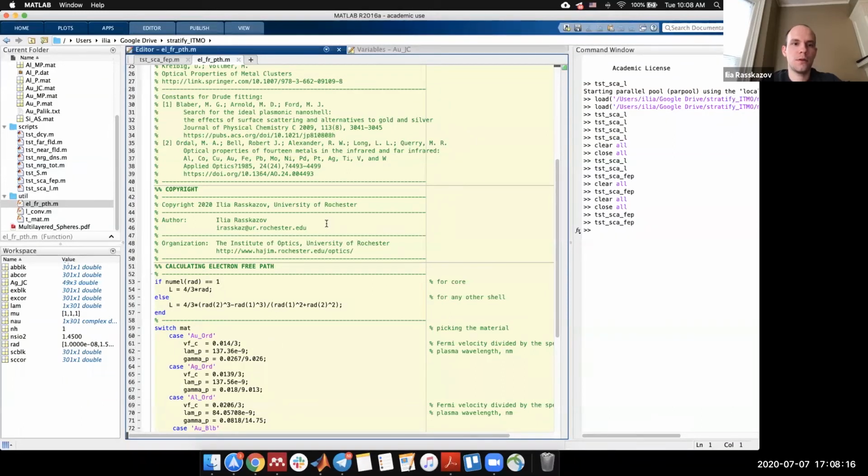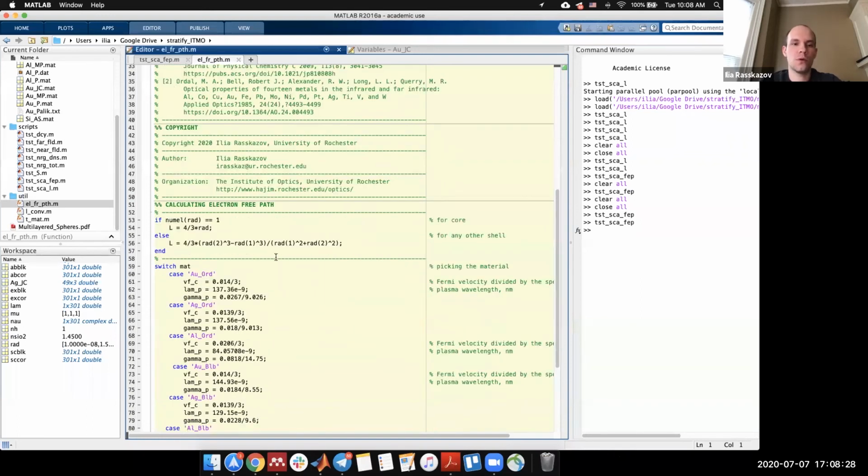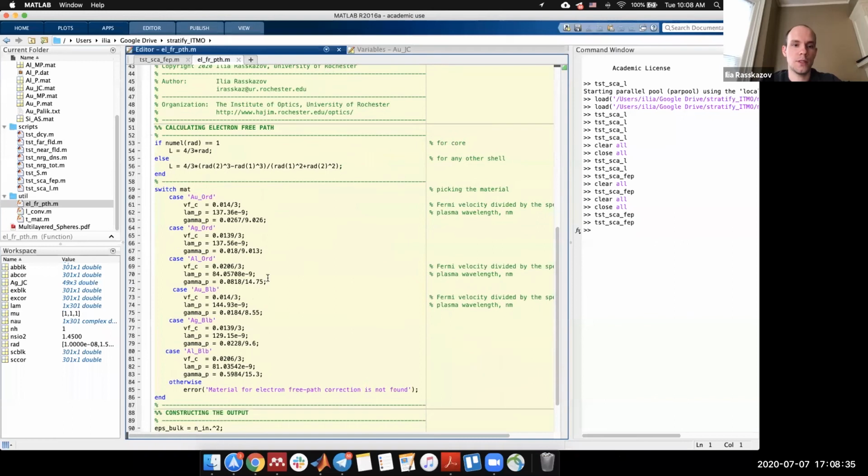So the point here is, why different books, why different models? Because they are valid for different frequencies, for different wavelengths. So before using all of this stuff, you need to be very careful and double check all of this data and how it fits your purposes.